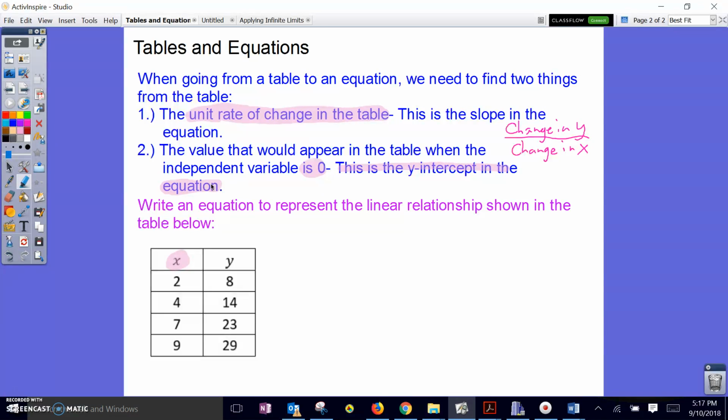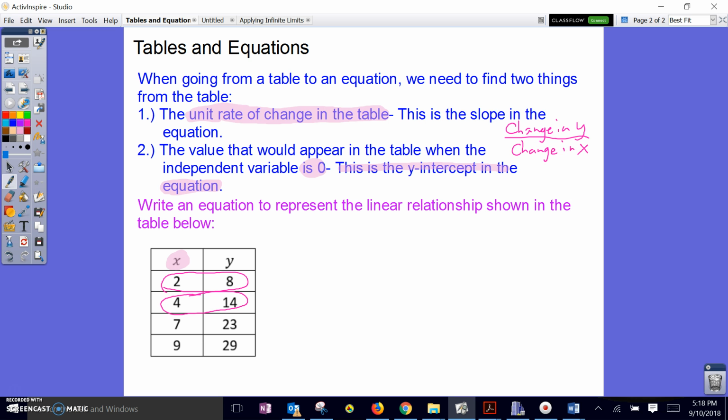We're going to take the slope that we found and the y-intercept that we found and substitute them into the y equals mx plus b form, and that's going to give us the equation that represents this table. So the first thing I'm going to do is pick any two rows from this table. I'm going to pick the first and the second because I'm boring.